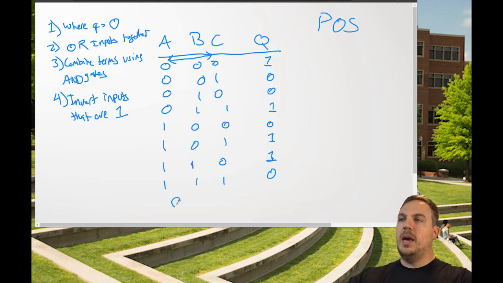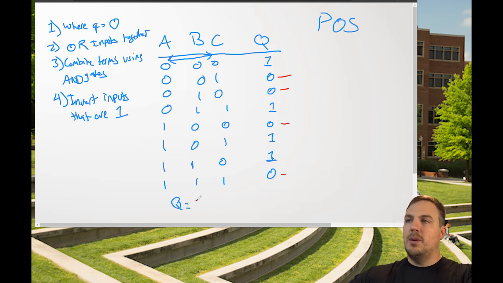So we still have Q equals, but now we're going to have 4 terms, once again, because we're looking at where the output is 0. In this case, we have 0. This case, we have 0. This case, we have 0. This case, we have 0. Okay, so now I'm going to draw parentheses because of order of operations: (A + B + C), and we're going to AND that with (A + B + C). Remember, we're going to have 4 terms. That's why we have 4 rows where the output is 0. (A + B + C), and finally (A + B + C).